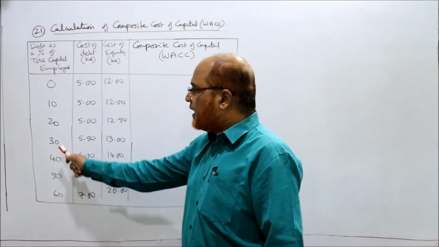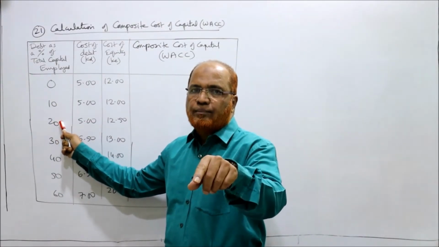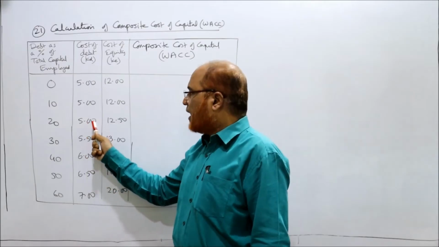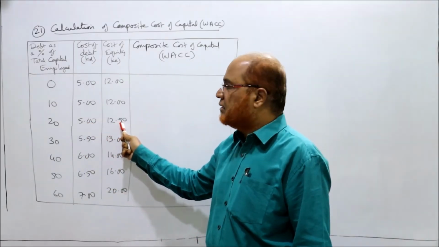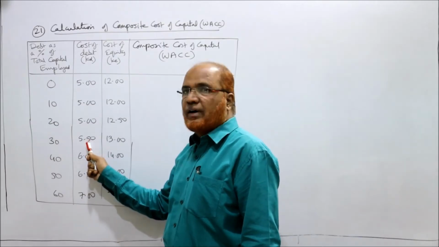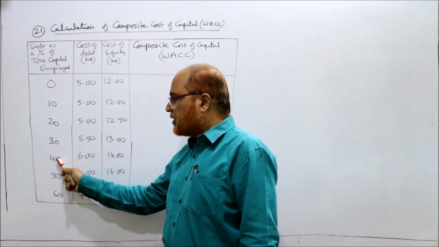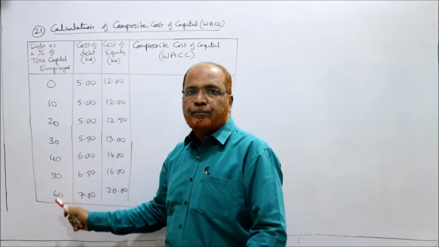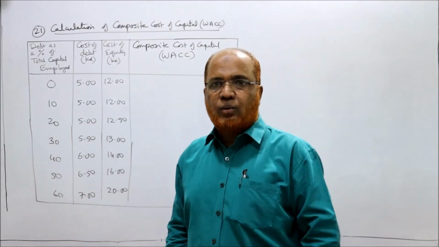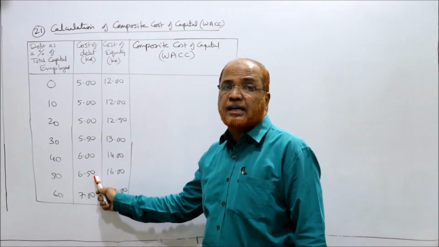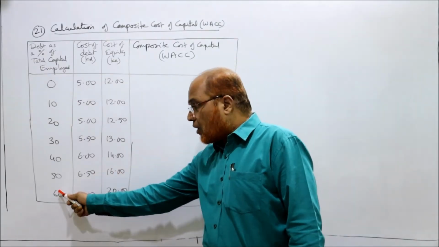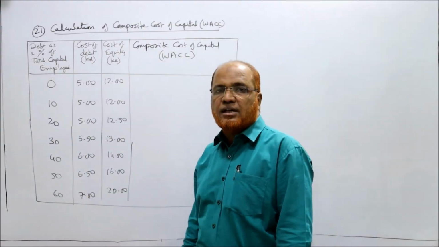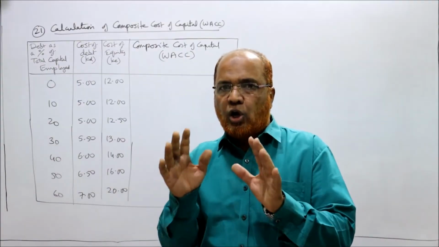और डेट बढ़ा देंगे, डेट बढ़ा के 20% कर देंगे। 20% डेट एंड 80% इक्विटी। अगर ऐसा हो गया तो 5% is the Kd and 12.5% is the Ke. 30% डेट कर दिए तो 5.5 Kd हो गया, 13% Ke. 40% debt, 60% equity, 6% and 14%. 50-50, यानी पूरे कैपिटल में आधा डेट आधा इक्विटी अगर हो गया, 6.5 is the Kd and 16 is the Ke. अगर और डेट बढ़ा दिए, 60% डेट 40% इक्विटी अगर रखे तो 7% is the Kd and 20% is Ke.